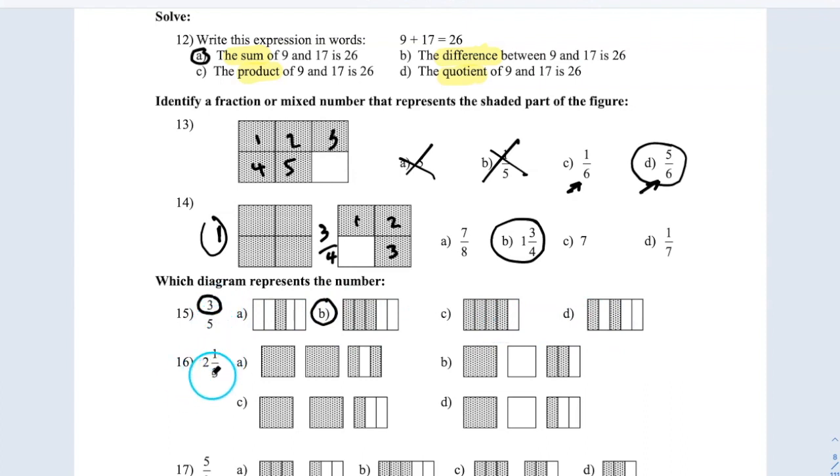Number 16: 2 and 1/3. That means I'm taking 2 full units, and from the third unit I'm taking 1. I'm taking 2 units and 1 out of 3. Here I only took 1 unit. Here I took 2 units and 1/3.